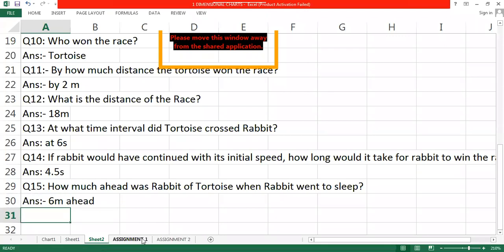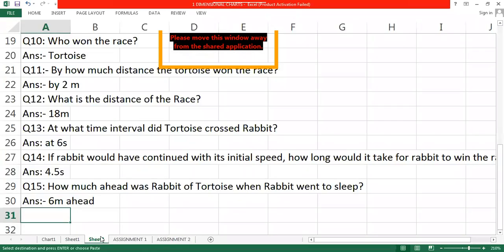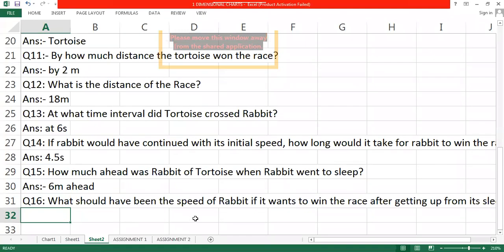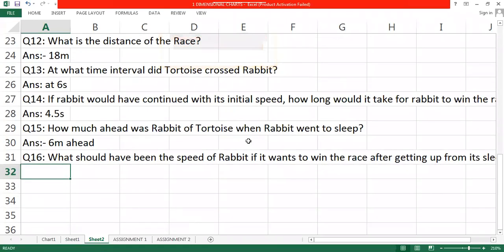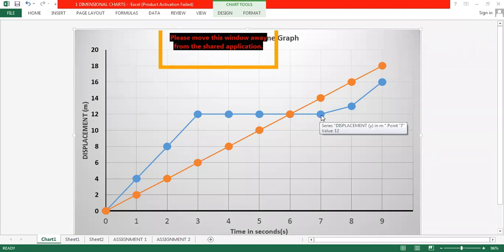Okay, then the last question of our assignment. Now this is again a very interesting analysis: what should have been the speed of rabbit if he wants to win the race after getting up from its sleep? See, he woke up from the sleep at this point at 7, and he wants to win the race from here. Okay, so what should have been the speed of the rabbit? Think of it.